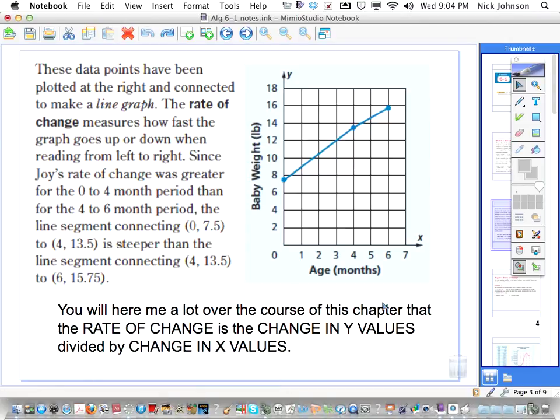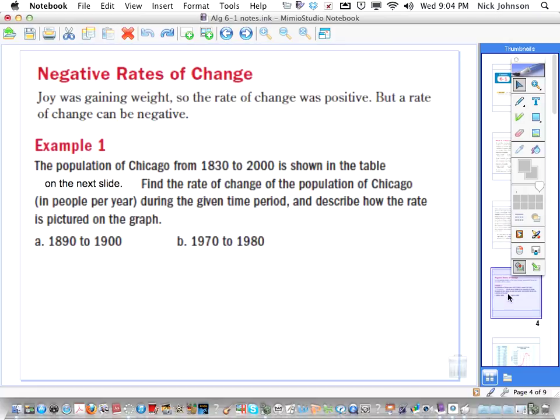You're going to hear me say a lot over the course of this chapter that the rate of change is the change in the Y values divided by the change in the X values. Your change in Y values divided by your change in X values. And we're going to look more at that once we get to our spreadsheet.